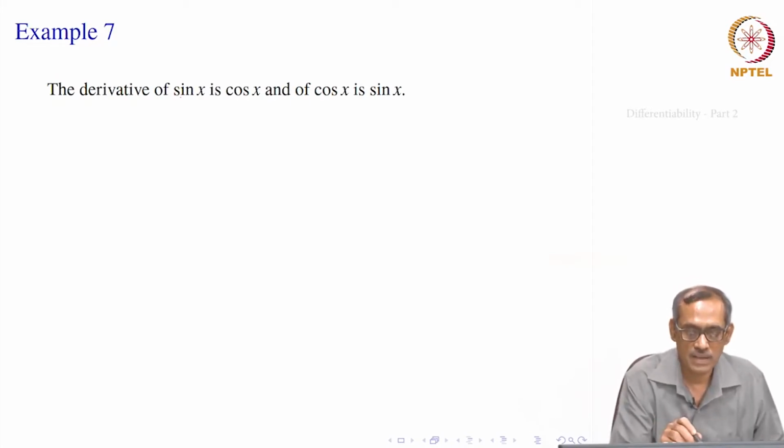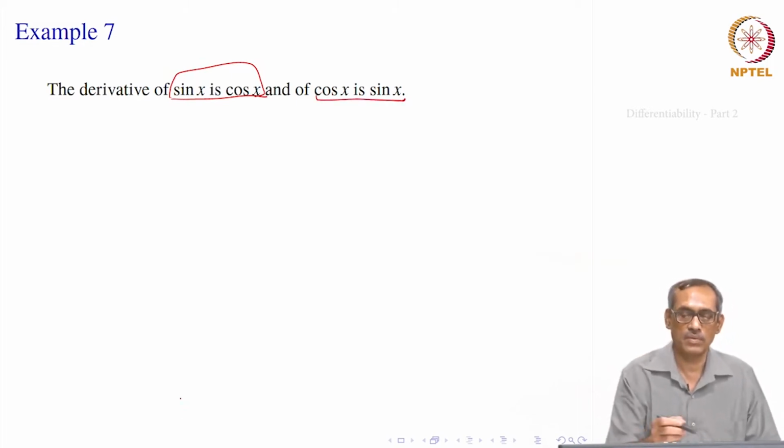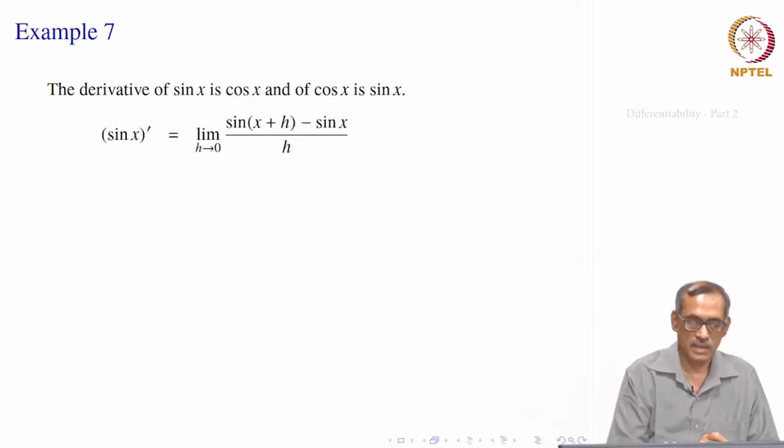We want to find the derivatives of sin x and cos x if they exist. And here it is claimed that derivative of sin x is really cos x and derivative of cos x is minus sin x. We want to verify it. Okay. So, let us take the limit of the ratio when h goes to 0, that is sin of x plus h minus sin x divided by h. It is f of x plus h minus f of x.